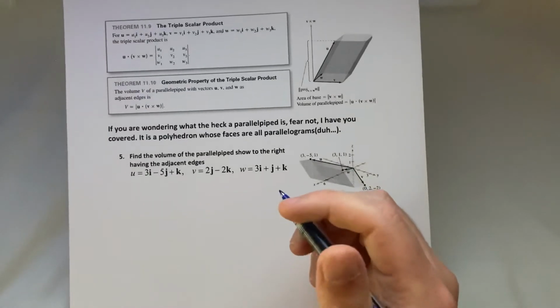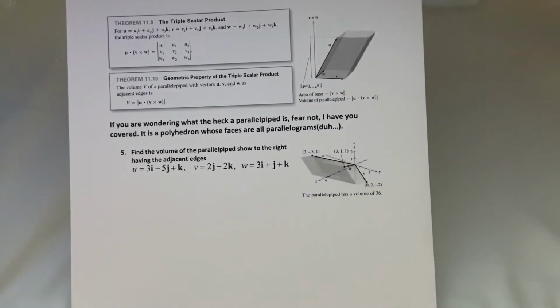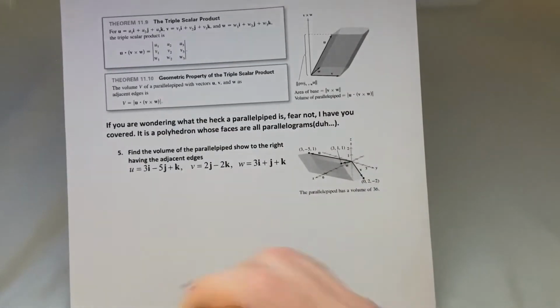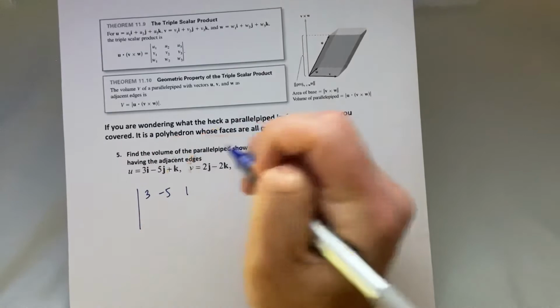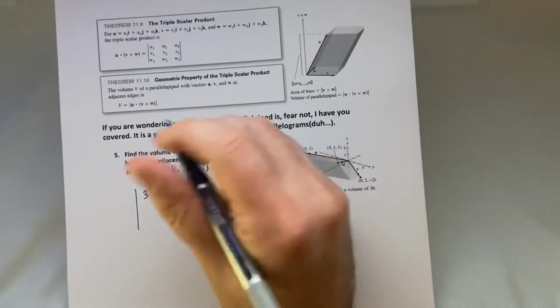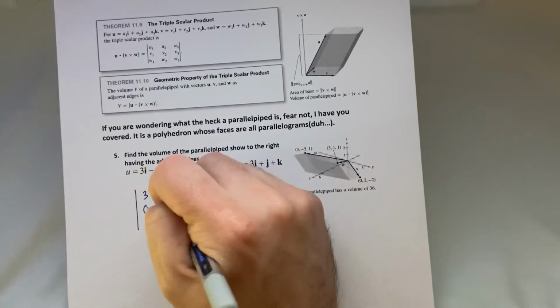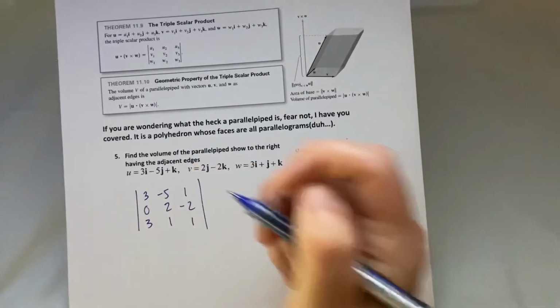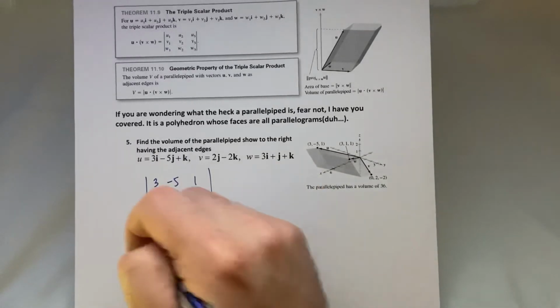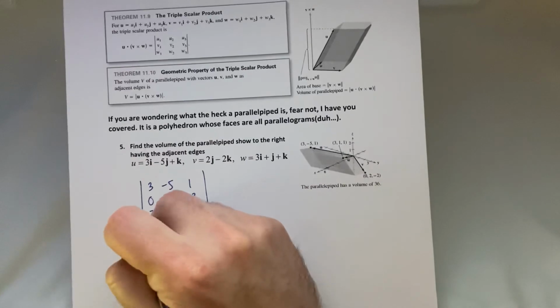So find the volume of the parallelepiped shown to the right having the adjacent edges, and it gives you u, v, and w. So all we need to do is put in u. v is just no i, 2j, negative 2k. w is 3, 1, 1. Okay, so what does this mean? So instead of i, j, and k across the top, we have 3.